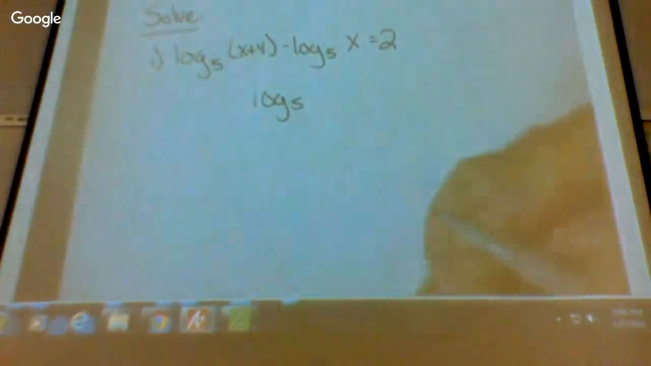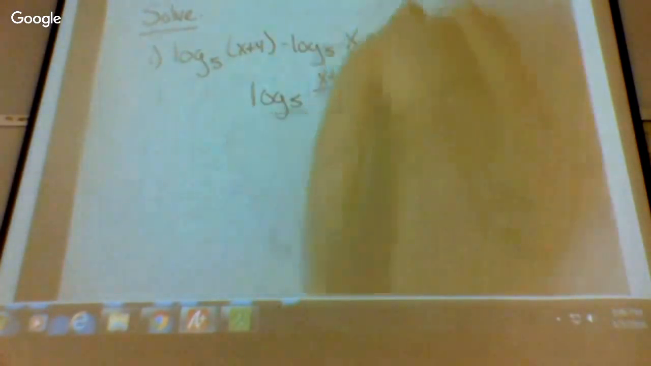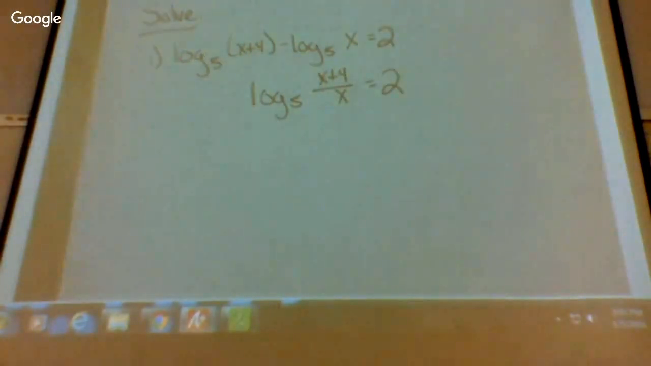So we have log base 5. What does subtraction make it? Division. So you have x plus 4 over x equals 2. At the moment, that may look crazy to you still, but I promise it will come together. So right now we have log base 5 of x plus 4 divided by x equals 2.